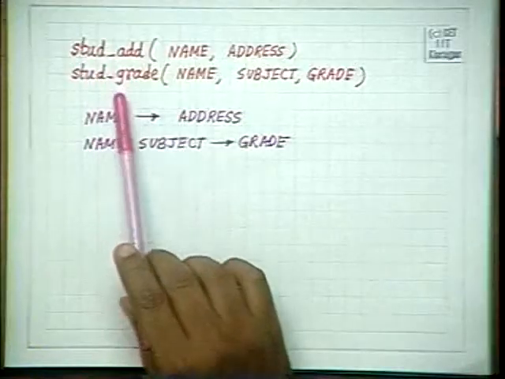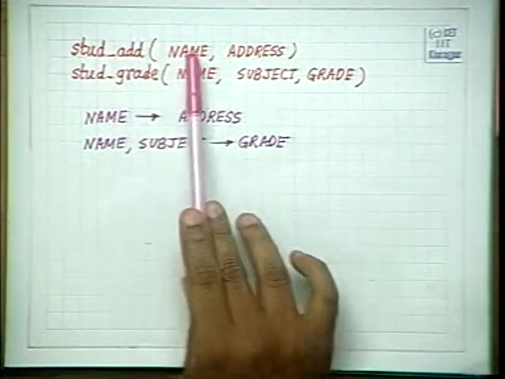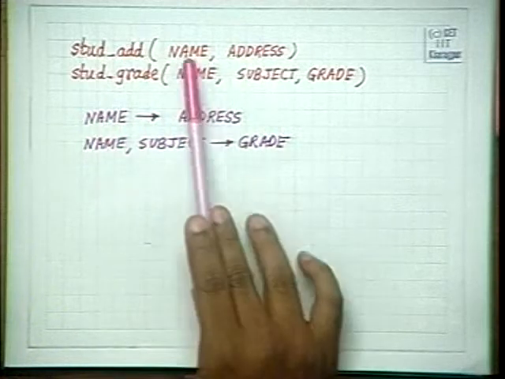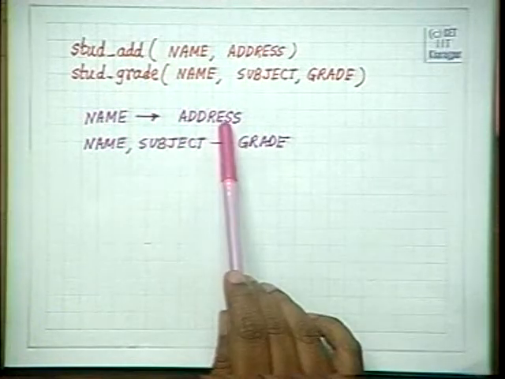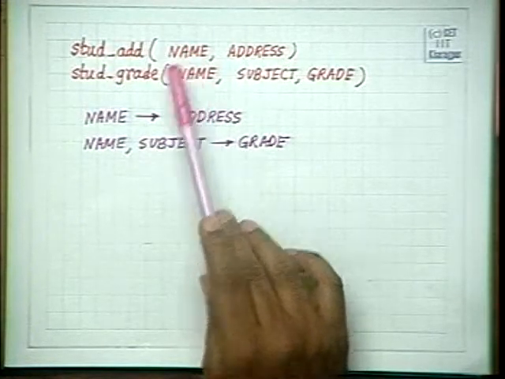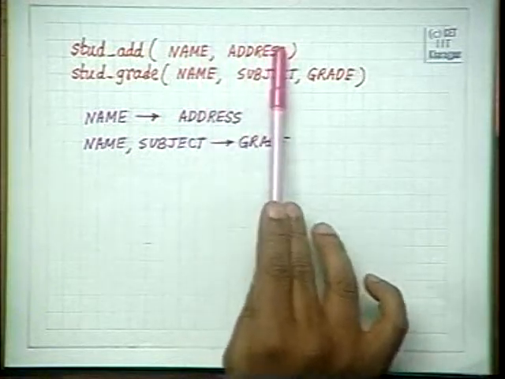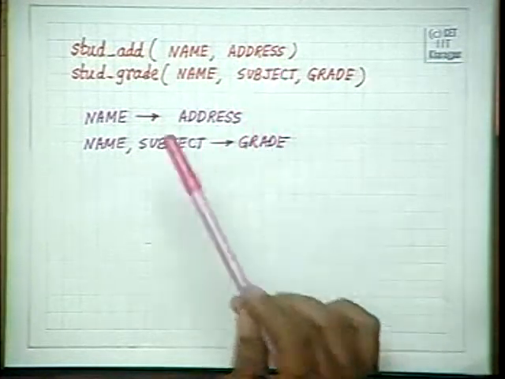Let us see the student-address relationship, with name and address. If name is a key attribute, then name gives address. It may be that name is not a key attribute, and then this relationship will not hold. Then both of them together form the primary key. There is no subset which is the primary key.